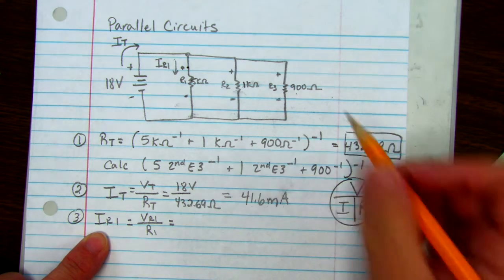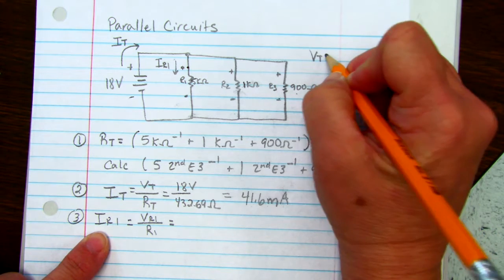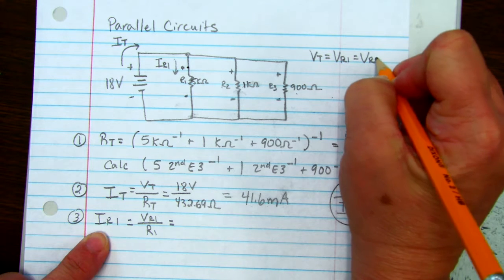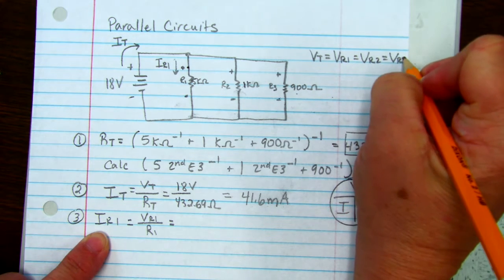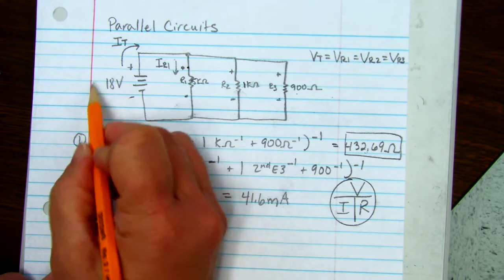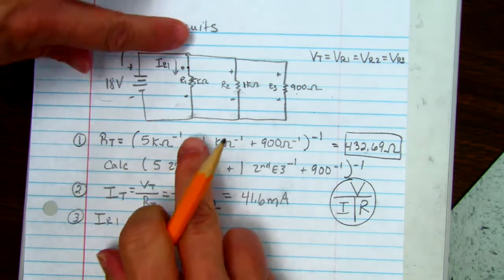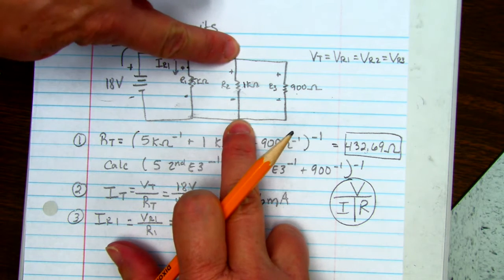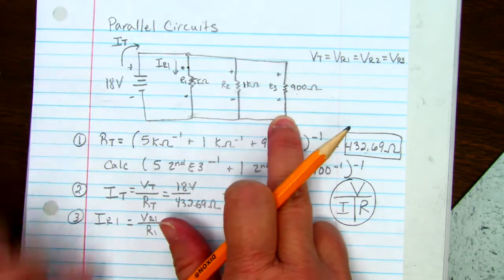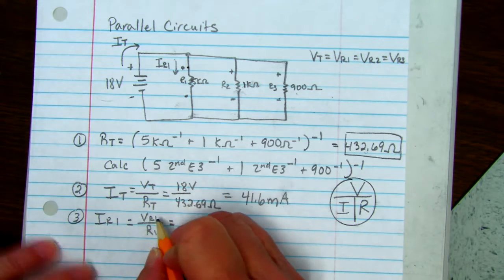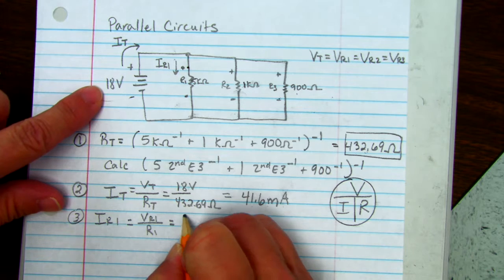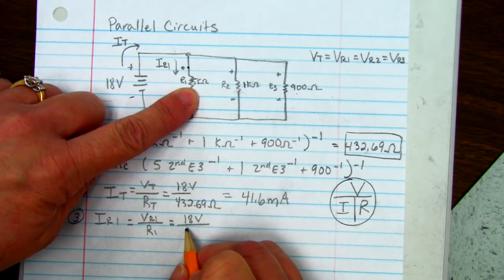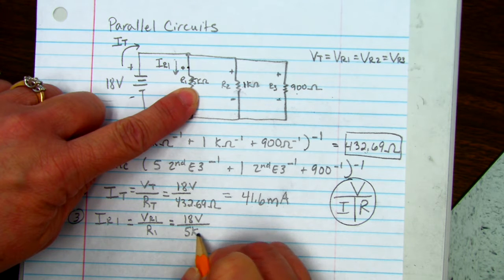In a parallel circuit, one of the rules is that the total voltage is equal to the voltage in branch 1 is equal to the voltage in branch 2 is equal to the voltage in branch 3. So my 18 volts that I have here as total, that is the same voltage I have in this branch, which is R1, the same voltage I have in this branch, R2, and the same voltage in this branch, R3. So my voltage at branch 1 is going to be 18 volts divided by the value of the resistor in branch 1. That's going to be 5 k ohms.